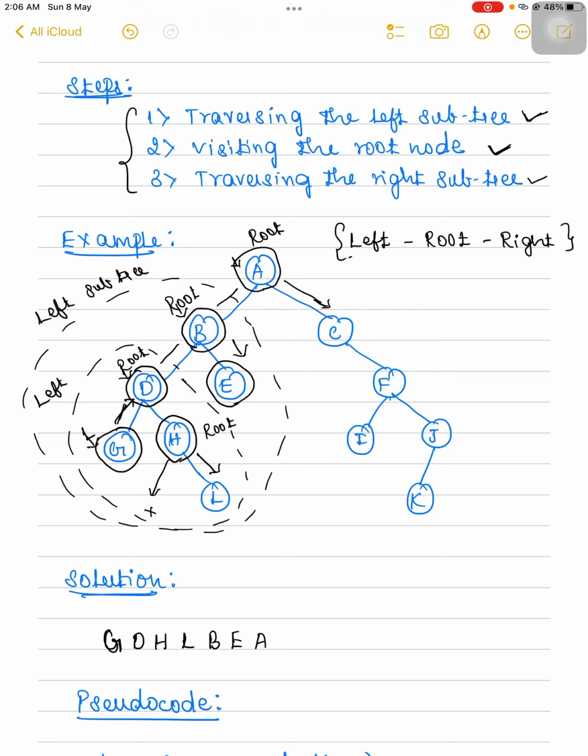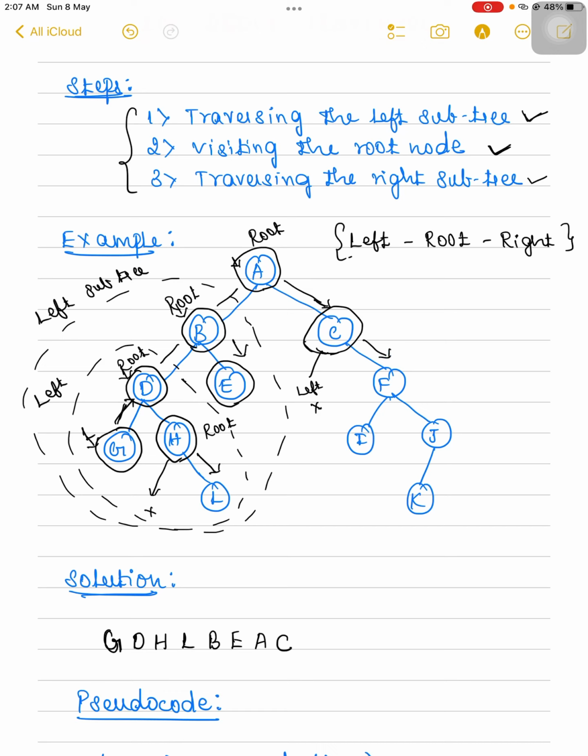Because before we visit the node C, since this is a root node, it has to check whether there is any left node available. But when we check, there is no left node available for the node C. So since there is no left node available, the left node can't be visited. Now after checking for the left node, it has to move on to the root node. Now the root node is C. After visiting the root node, it has to move to the right node.